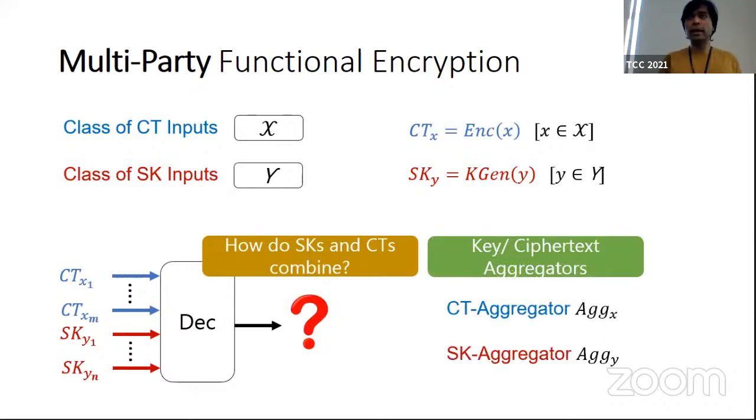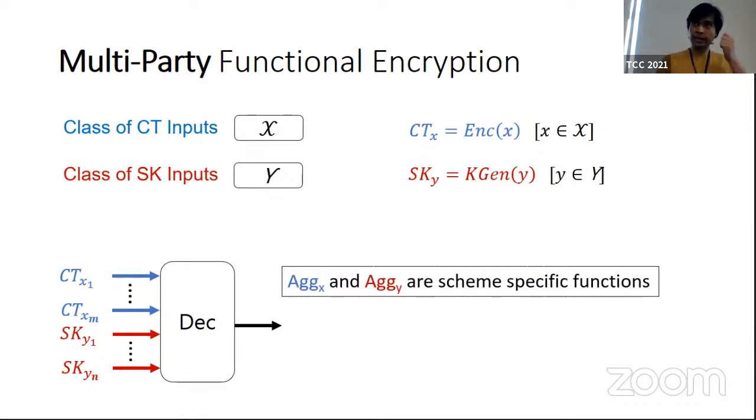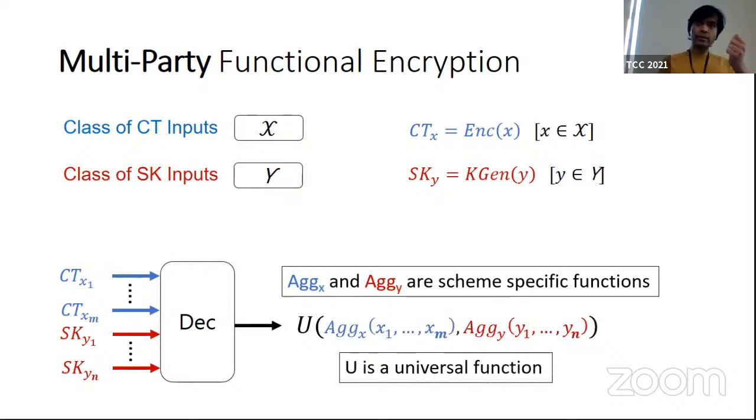So simply we say, imagine that the scheme is associated with aggregation functions, with the input class as well as the ciphertext class and the secret key class. The aggregation functions are tied to the scheme, and the decryption function is going to evaluate the following. It's going to aggregate the ciphertexts first using the aggregation function, aggregate the secret keys using the secret key aggregation function, and then apply the universal circuit, trying to capture all possible functionality. It doesn't matter if you're working in the ciphertext policy or key policy domain, whether you have multiple inputs, multiple keys, whatever, you should be able to capture all these different notions under a single unified framework.